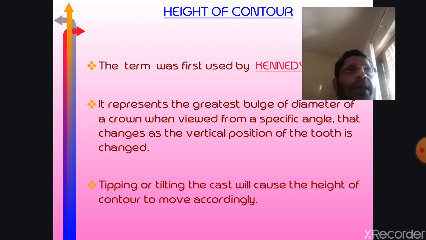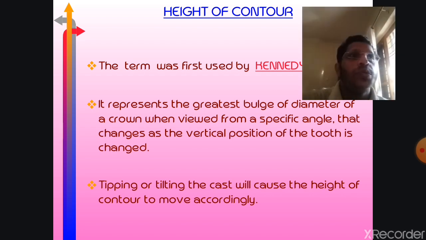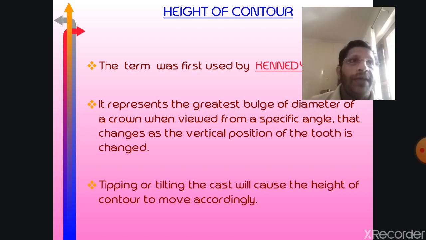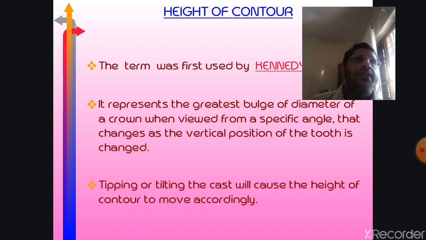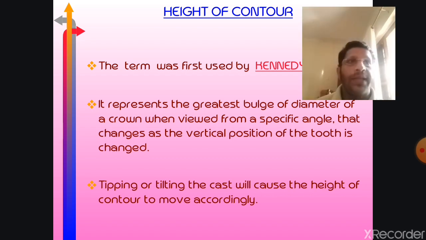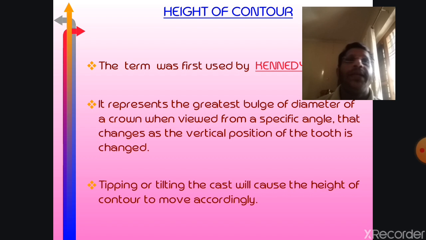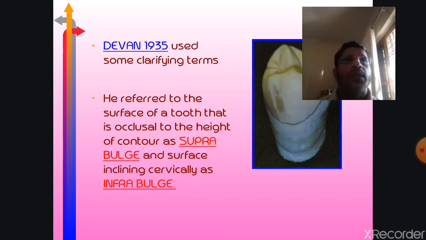So sometimes we incline the tooth to a particular degree, or you will give a tilt to the cast so that you will have a more retentive removable partial denture by engaging the undercut. So when you tilt the cast, the height of contour will change. So as per your necessity, you can tilt the cast. You have different tilts which we will be explaining in the procedure of surveying. Tilting or tipping the cast will cause the height of contour to move accordingly.